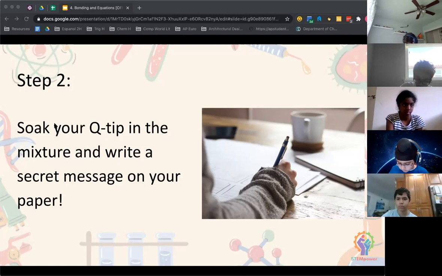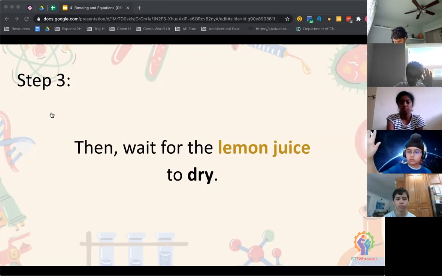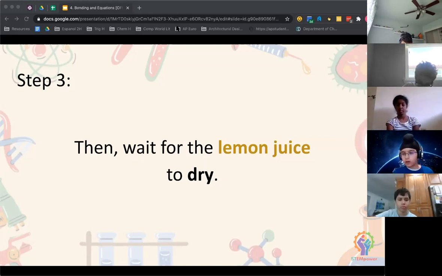Has anyone gotten to the step where we write the message yet? All right, so I think we can move on. We're going to wait a few seconds for the lemon juice to dry. I have a question. Yeah, what's up? When we write it, do we put a lot of lemon juice on the paper or a bit? I would put maybe a medium amount so the whole paper's not soaked, but I would say more is better than less.